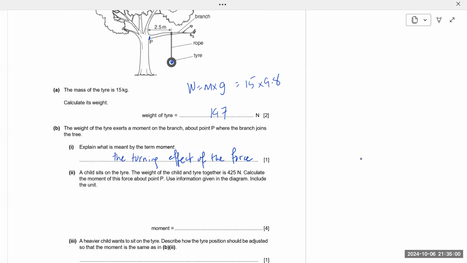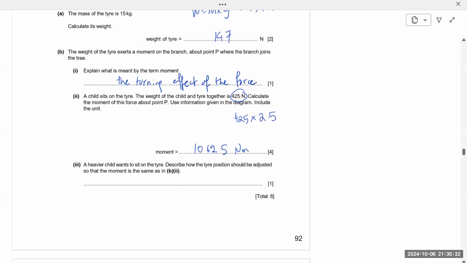Calculate the moment of this force about point P. Use the information given in the diagram. طيب خلاص يبقى الولد لما قعد على التاير أكيد طبعا الفورس هتزيد. هو مديني الفورس فالنيو. Moment is 425 times the same distance which is 2.5 meters. Okay, which is equal to 1062.5 Newton meters. Okay, because the force is in newtons and the distance is in meters.